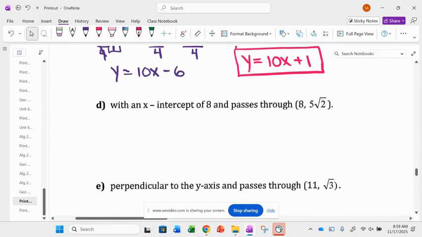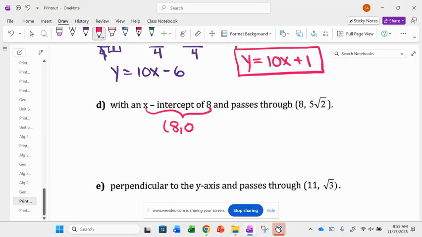Okay, so this one's really sneaky, but expect to see something like this on your test. Now we're coming up with an equation of a line that has an x-intercept of 8. Well, if it has an x-intercept of 8, how do I write that as a point? A (0, 8) would be a y-intercept of 8. So an x-intercept would be, switch it, (8, 0). So an x-intercept of 8 is going to be (8, 0). And the other point is (8, 5 root 2).